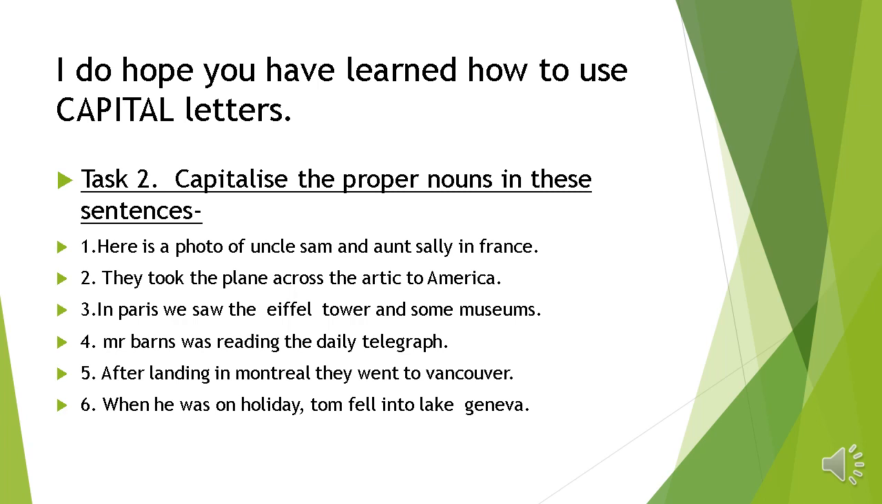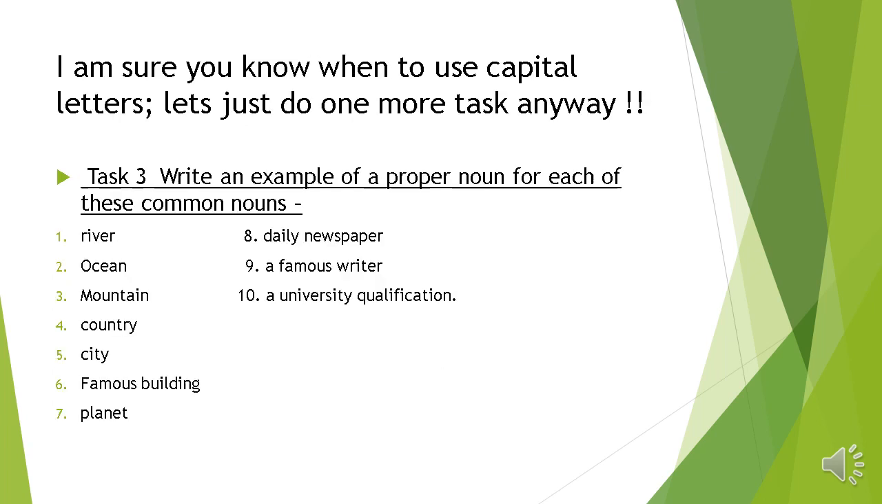The next one is task 3, which I've made as a research task. Obviously there are going to be lots and lots of answers that are different. It's to write an example of a proper noun for each of these common nouns. When we say river, that in itself is not a proper noun. It has to be the actual name. I'm going to give you the example there. Thames in London is a river. I'm sure you can think of many others.